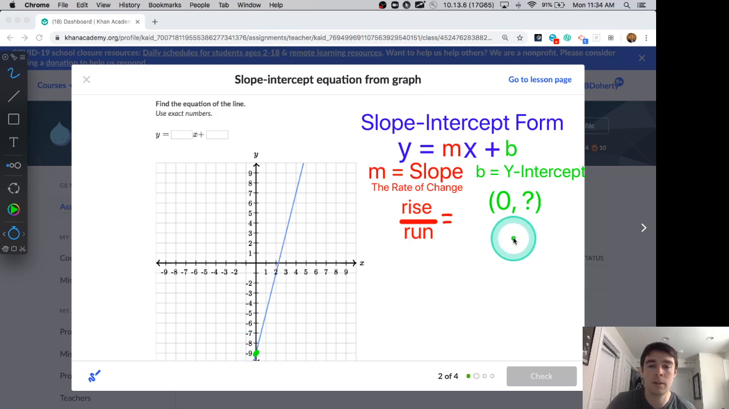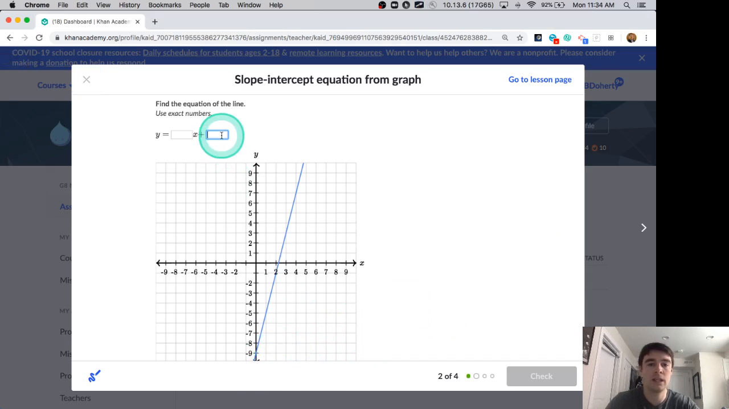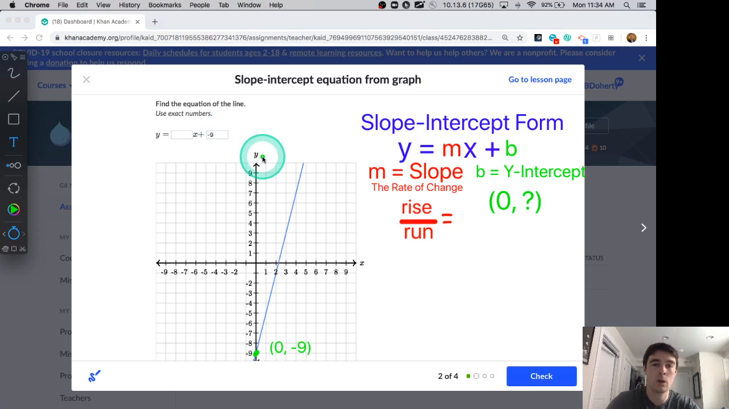So that tells me that my y-intercept in this case is going to be (0, -9). We have a y-intercept here of (0, -9). So if that's my y-intercept, I'm going to go ahead and plug in a -9 to represent the y-intercept, or y starts out with a value of -9 when x is 0 at the beginning.